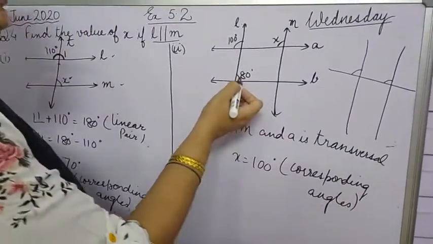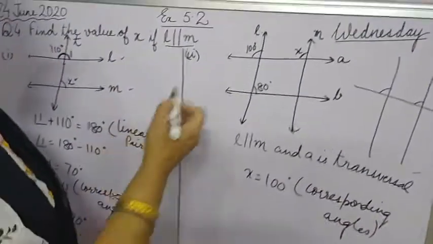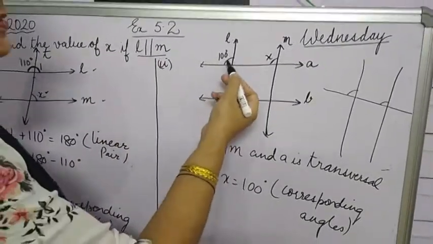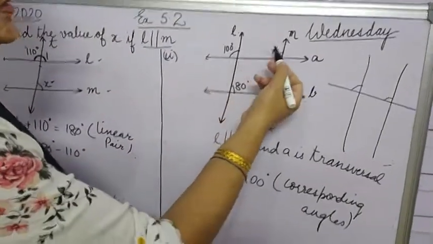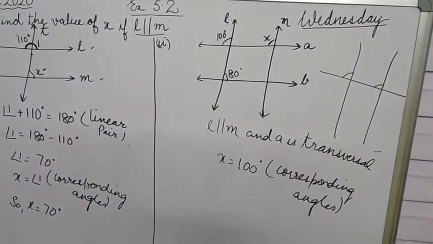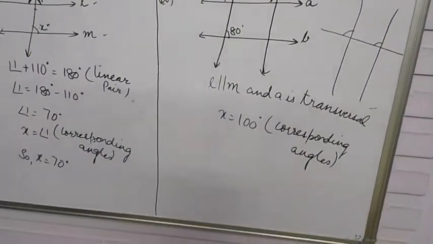There is no use of this angle which is given. You can use it if you want, but as such there is no use. Directly we can say that x is equal to 100 degrees because these are corresponding angles.